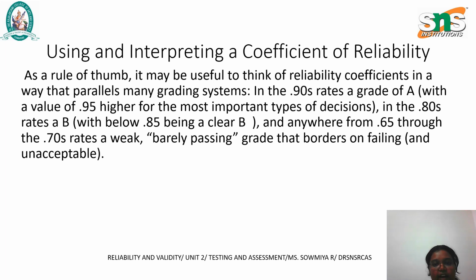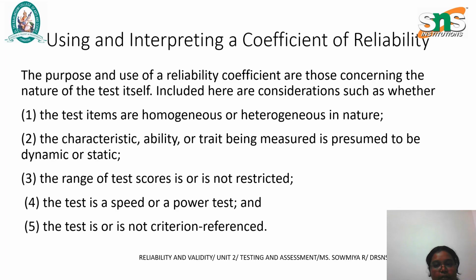Using and interpreting a coefficient of reliability. As a rule of thumb, it may be useful to think of reliability coefficients in a way that parallels many grading systems. In the 0.90s rates a grade of A, with a value of 0.95 high for the most important types of decisions. In the 0.80s rates a B, with 0.85 being clearly a B. And anywhere from 0.65 to 0.70 rates a weak, barely passing grade that borders on failing and unacceptable.